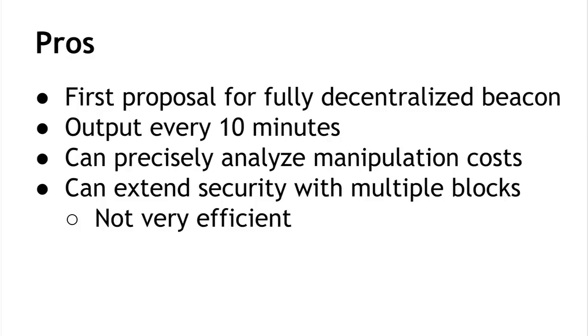So the advantages of this: it's somewhat remarkable that this is the first proposal that's really out there for a fully decentralized beacon, so a beacon that has no central point of trust. And compared to some other processes, it's actually fairly fast. It's not going to output as often as, say, the NIST beacon, which is designed to output as often as possible. But about every 10 minutes, you'll get new output from the beacon. And it's also nice that we can precisely analyze what the manipulation costs are here. We have a fairly simple model, and we can price the cost of manipulating the random output and how many block rewards you'll have to sacrifice.